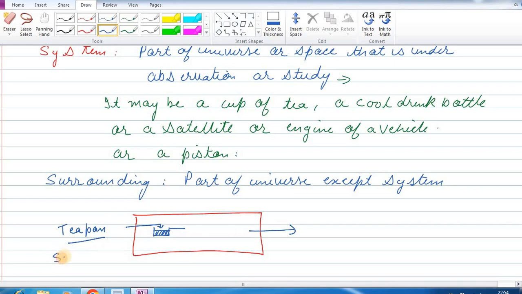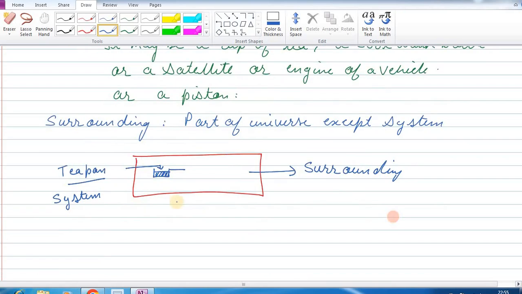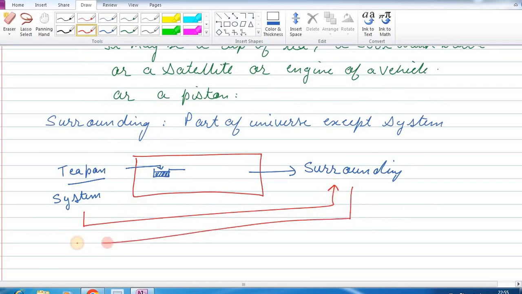The tea pan can be called the system because I am mainly worried about the properties of the tea inside the tea pan. The part of the universe, that is the kitchen, home, and the atmosphere around the tea pan, will be considered the surrounding. We are very much concerned about the properties of both because they interact with each other. System interacts with surrounding and surrounding interacts with system.